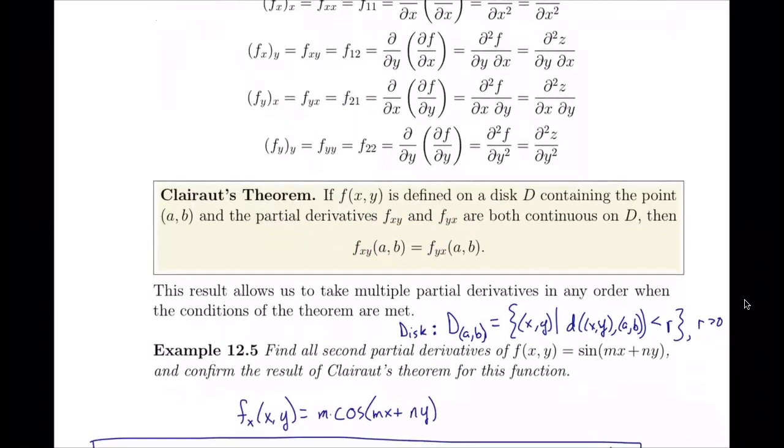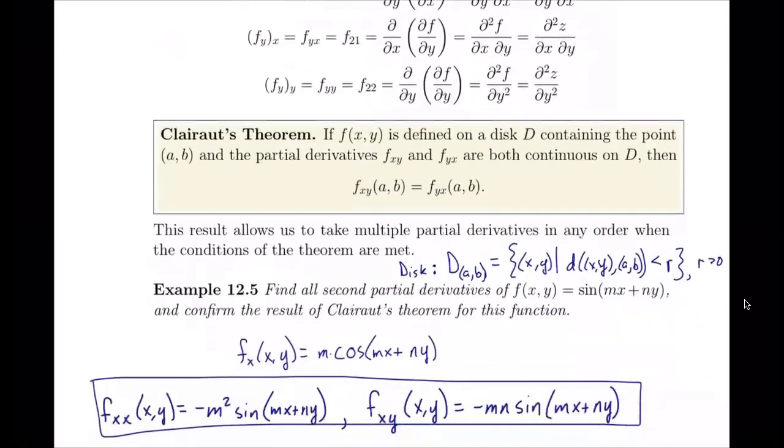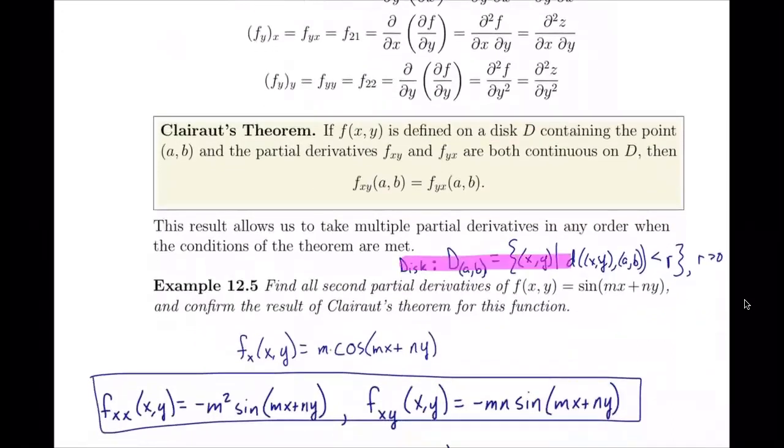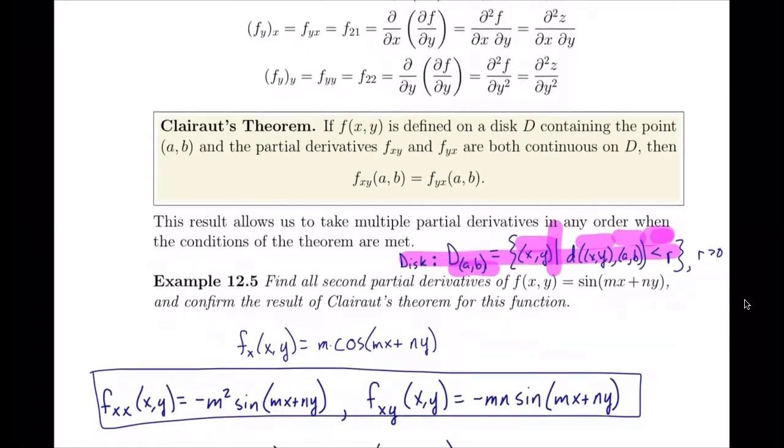So a reminder about the disk and fuller definition. A disk is essentially a circular region in the plane on which a function might be defined. To describe that set in the plane, we have the following. The disk D centered at the point (a, b) is equal to the set of values (x, y) such that the distance from (x, y) to (a, b) is less than r, for some real number r greater than 0.